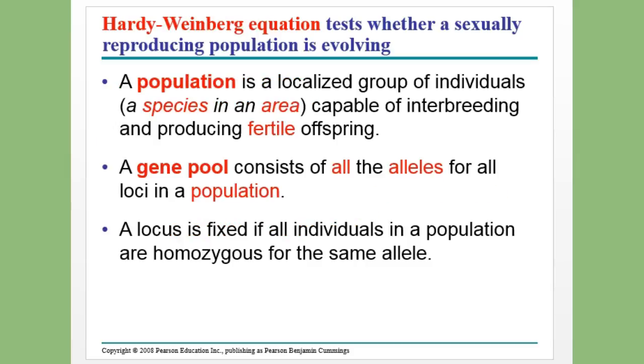Alright. The Hardy-Weinberg equation tests whether a sexually reproducing population is evolving. A population is a localized group of individuals, a species in an area, that's capable of interbreeding and producing fertile offspring. A gene pool consists of all the alleles for all the loci in a population. A locus is fixed if all individuals in a population are homozygous for the same allele.